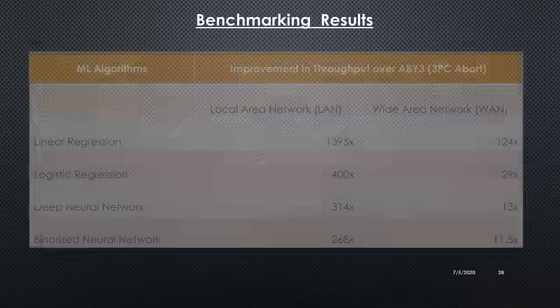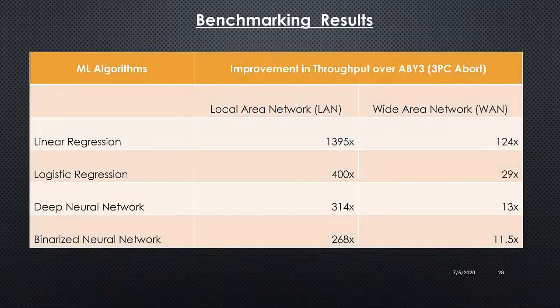So how does all of this look in the benchmarking? If you observe, we have a throughput improvement over ABY3. Throughput is basically the number of queries that I can process in a second and minute respectively. If you look at linear regression under the LAN setting, I have around 1300 times better. Inside the WAN network, I have around 120 times better. Similarly for logistic regression, we have much higher improvements, and likewise for deep neural networks and binarized neural networks.